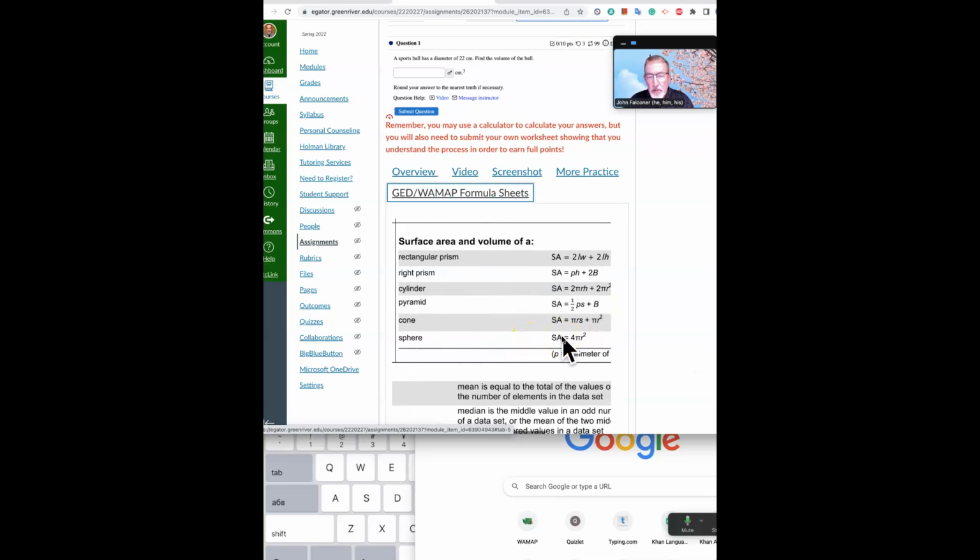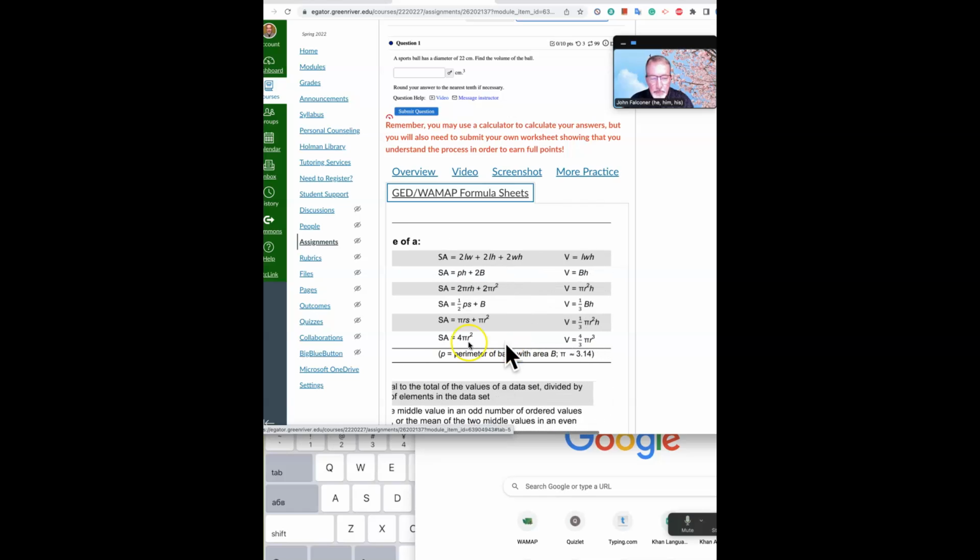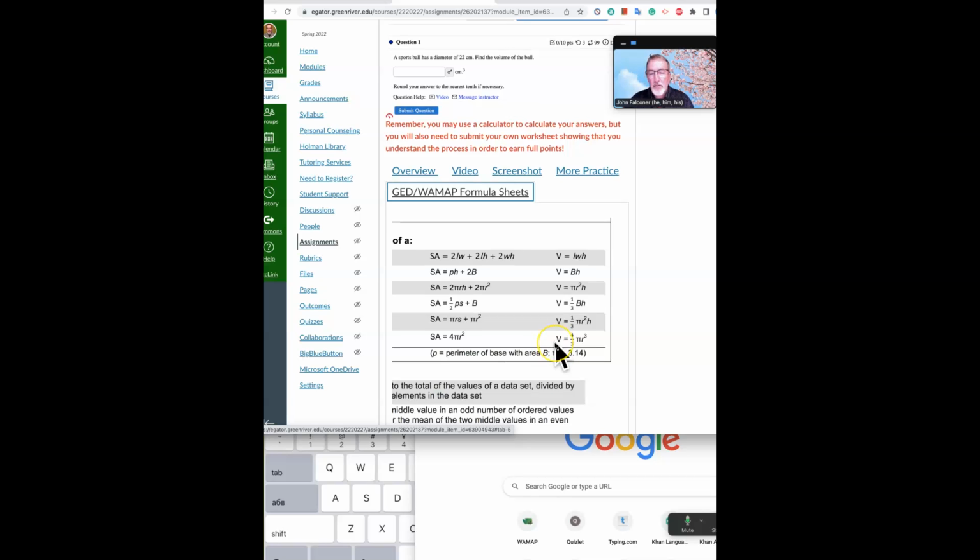Sphere. We've got two sets of formulas on the GED formula sheet. There's surface area, which is the amount of paint or wrapping paper you would need to cover that. And then volume is how much air or helium or carbon dioxide or some other gas or liquid that you could fit into that space. So the formula for volume of a sphere is 4/3 pi r cubed.